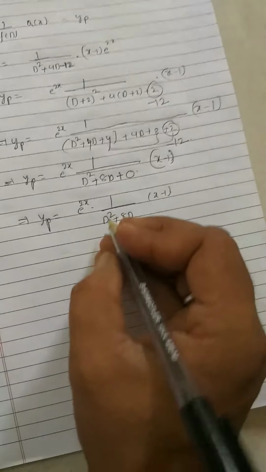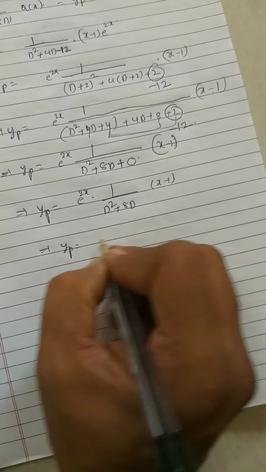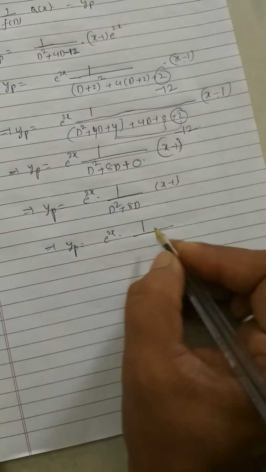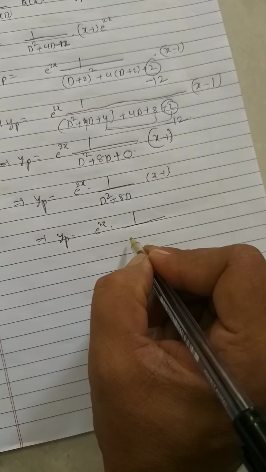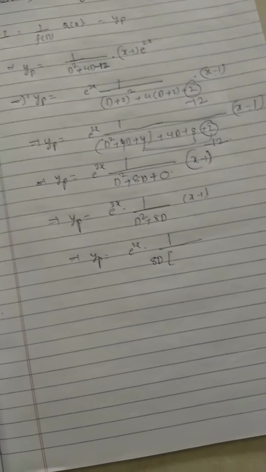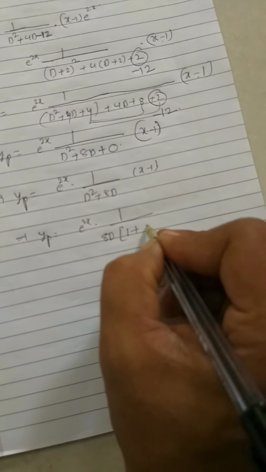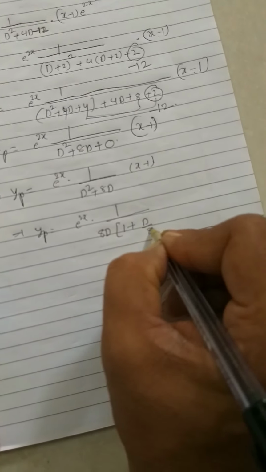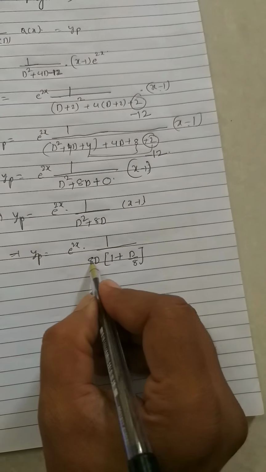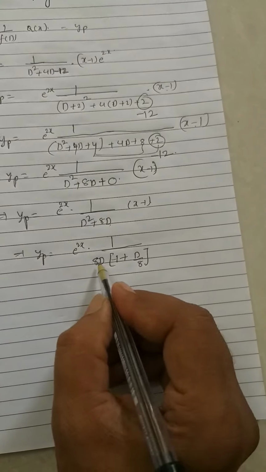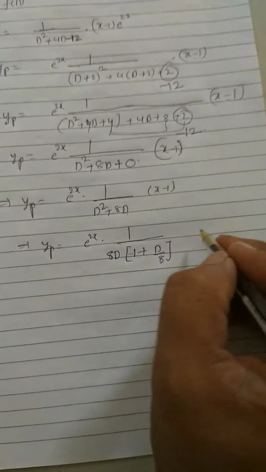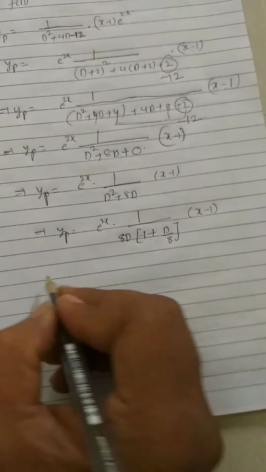Right? Now, yp is equal to e power 2x into, you know how to solve this one. Now, we have to take 8d common, because we have to express the denominator in the form of 1 plus something, no? Right. 1 plus d by 8 you will get. Is that clear? 8d into 1 is 8d, and 8d into d by 8 is d square, the 8 gets cancelled. Again, you will get this one into x minus 1 only.